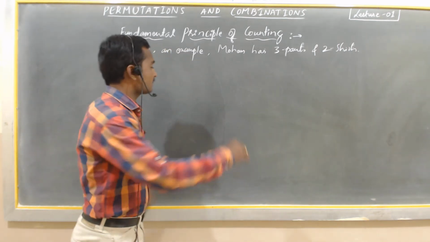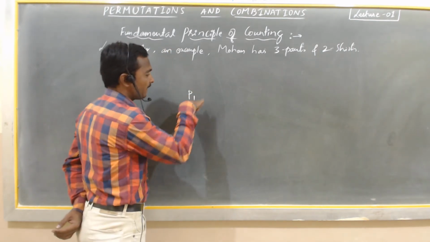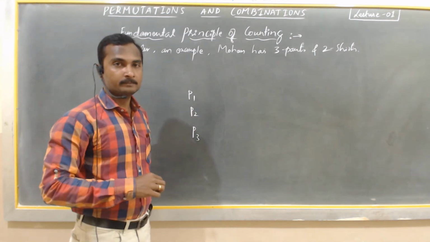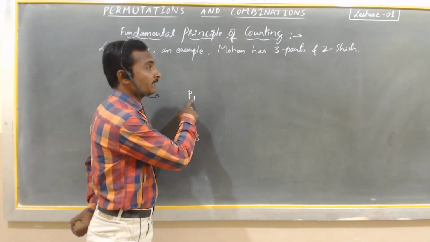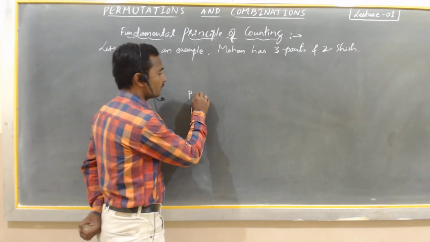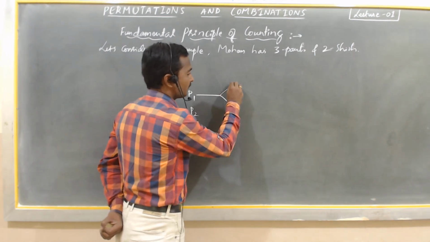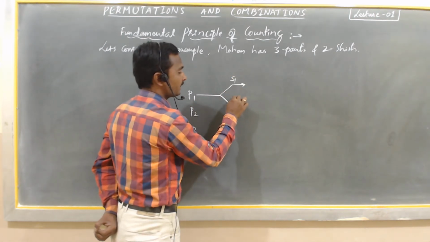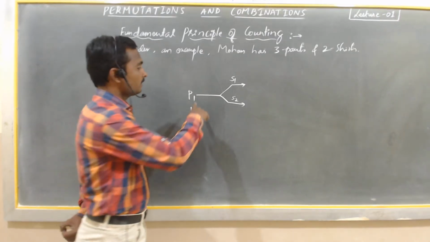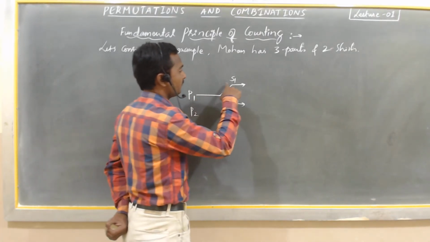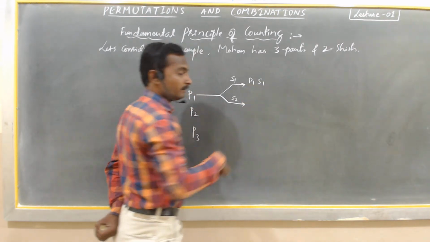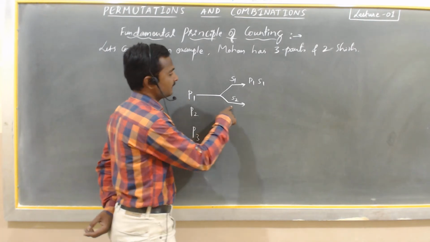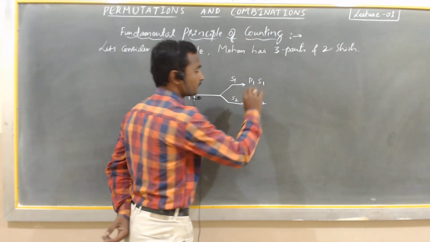Right? For example, suppose Mohan has three pants: pant 1, pant 2, and pant 3. On each pant, he can wear a maximum of two shirts. That is, on pant 1, he can use shirt 1 and shirt 2. It means we can make the combinations P1S1, that is the first pant with the first shirt S1, and we can make a pair P1S2.